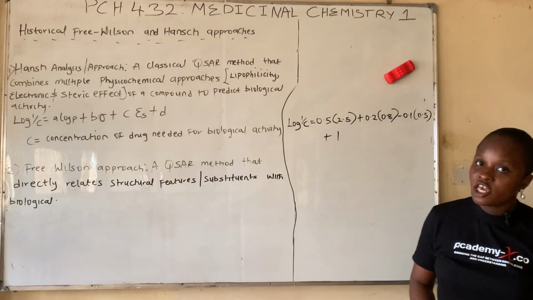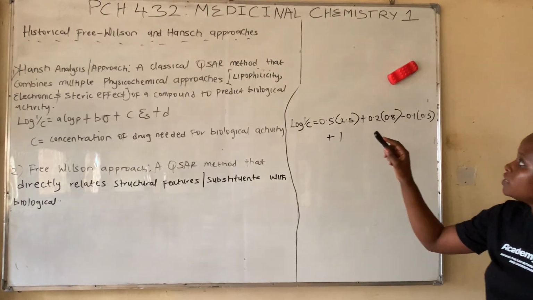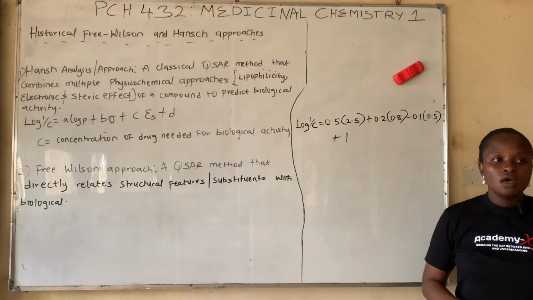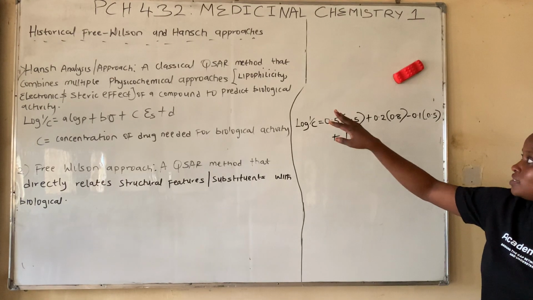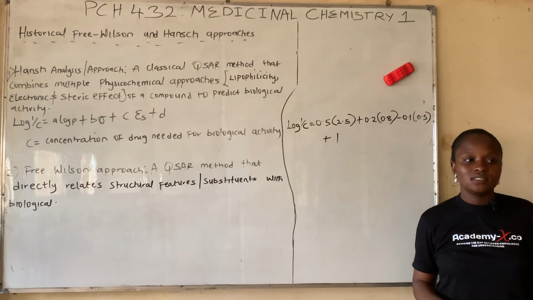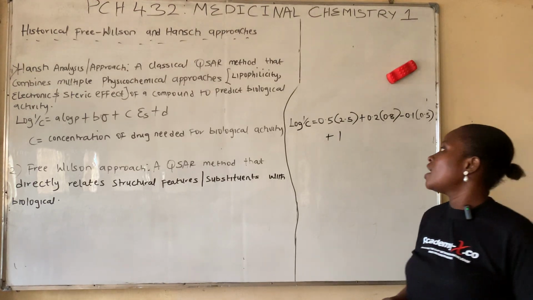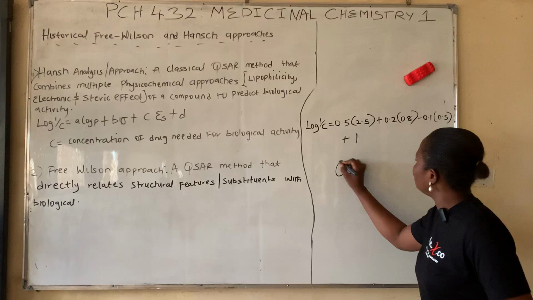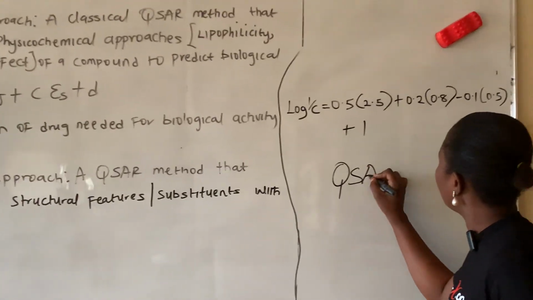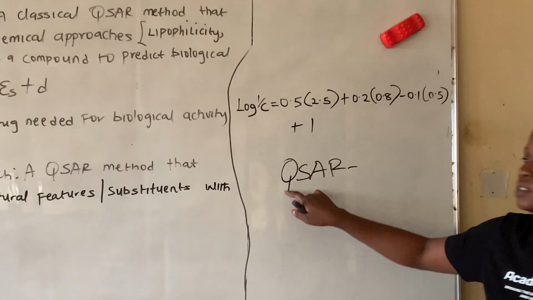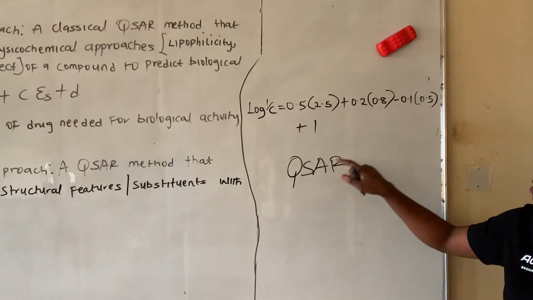We'll be looking at historical free-wheeling and Hansch approaches. You'll be wondering what historical free-wheeling and Hansch approach is all about. There are two methods or methodologies used in QSAR. I know by now you should be familiar with this word, QSAR. QSAR means quantitative structure-activity relationship.